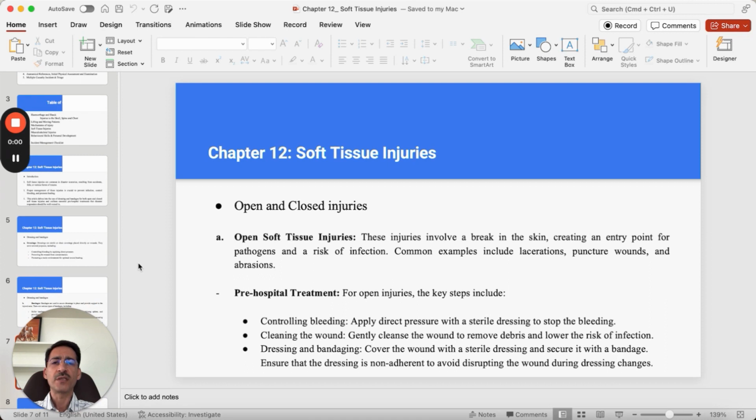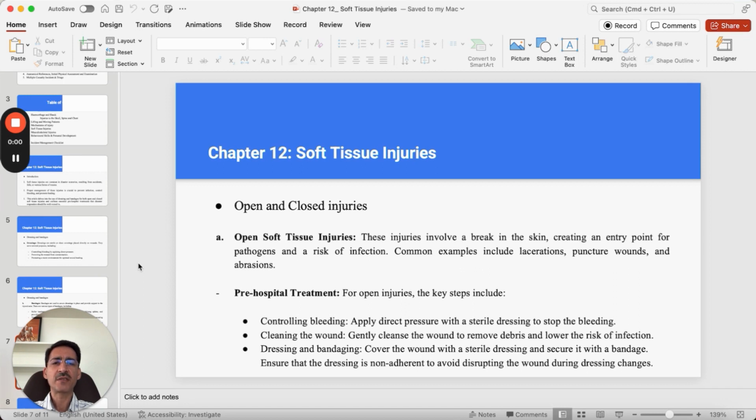Open soft tissue injuries. These injuries involve a break in the skin, creating an entry point for pathogens and a risk of infection. Common examples include lacerations, puncture wounds, and abrasions. Pre-hospital treatment for open injuries. The key steps include controlling bleeding.